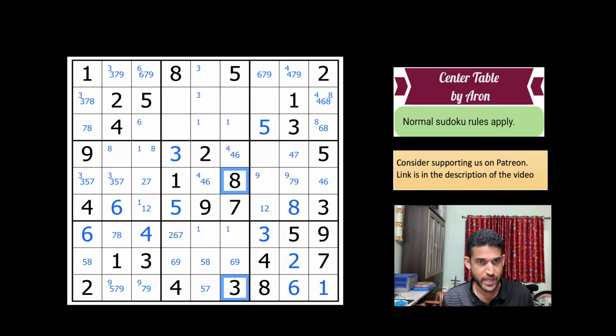3 5 5 7 8 and 1 and 2. So this would be 4 6 and 9. 8 1 3 5 4 2 6 7 and 9.